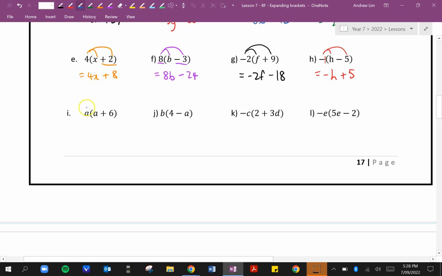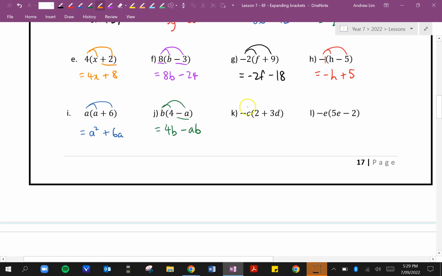Okay. A times A is A squared. Positive A times positive 6 is positive 6A. Remember, we always put the number in front of the letter, the coefficient in front of the pronumeral. Question J. B times 4 is 4B. Positive B times negative A is negative AB. And we like to write this in alphabetical order.